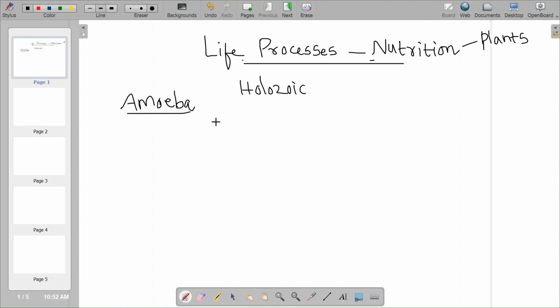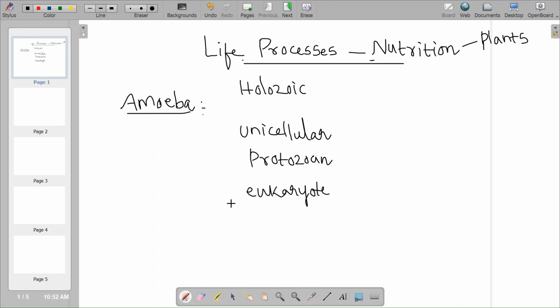So in amoeba, you might have heard about this organism, right? Irregular shaped body organisms. So it comes under the category protozoan. It is a unicellular protozoan, a unicellular organism, and it is a eukaryote. Maybe you can expect an MCQ: which category does amoeba belong to? Unicellular protozoan, and it is a eukaryotic organism.